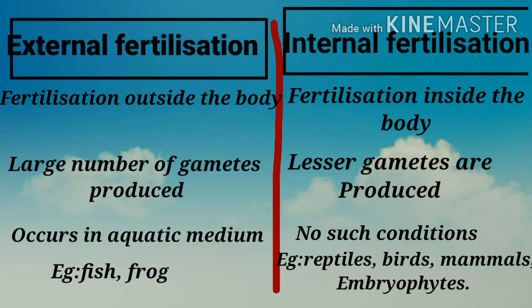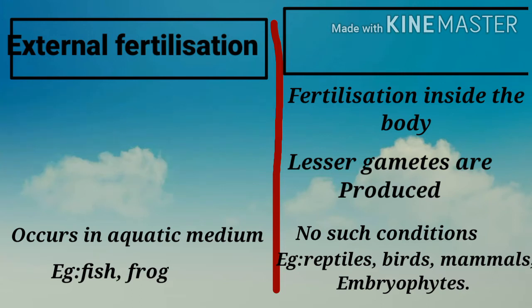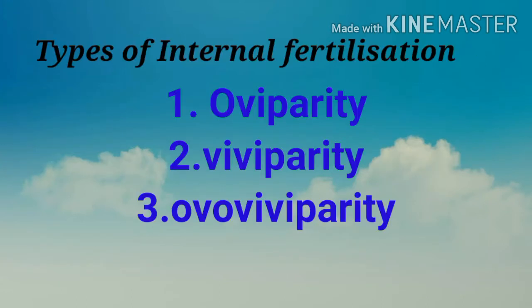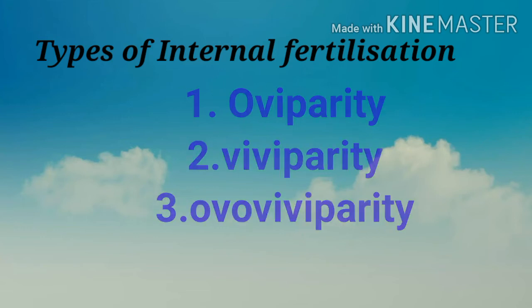The second one is internal fertilization. Everything is carried out inside the female body. So the female body will protect the gametes and the process will be much more successful as compared to external fertilization. This type of fertilization is shown by mammals, reptiles, birds, and in the case of plants, all embryophytes including gymnosperms, pteridophytes and angiosperms. So that is about external and internal fertilization. Next, there are three types of internal fertilization conditions. One is oviparity, the second is viviparity, and the third is ovoviviparity. Let us see them one by one.